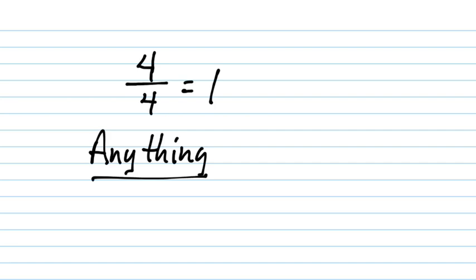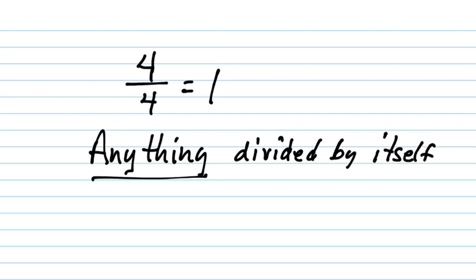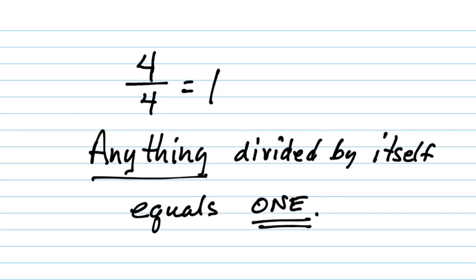Anything. What does anything mean? Everything and anything. So did I just say number? No. Did I just say letter? No. Did I just say table? No. Actually, I said them all, didn't I? Anything. Okay? Divided by itself equals what? 1. No matter what.